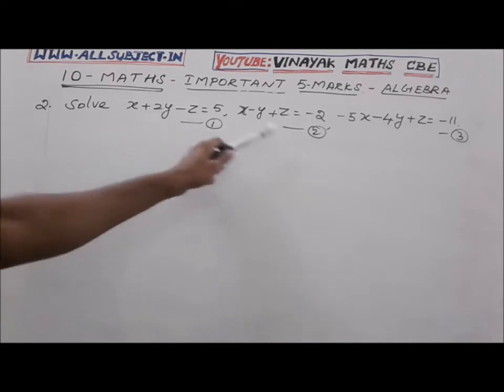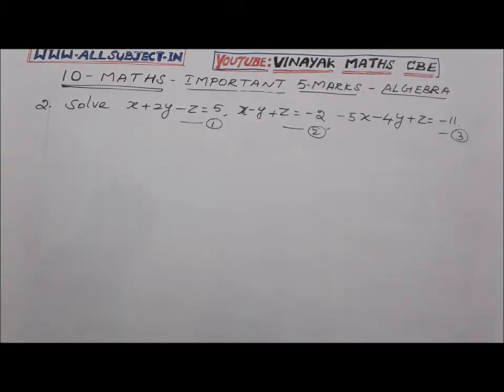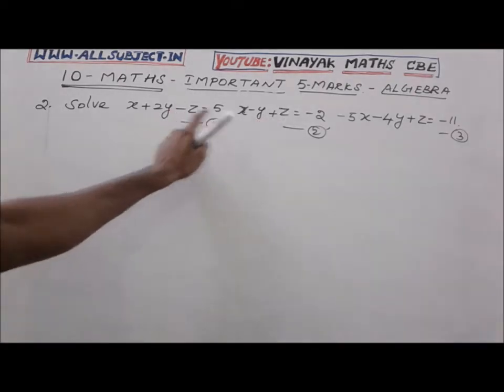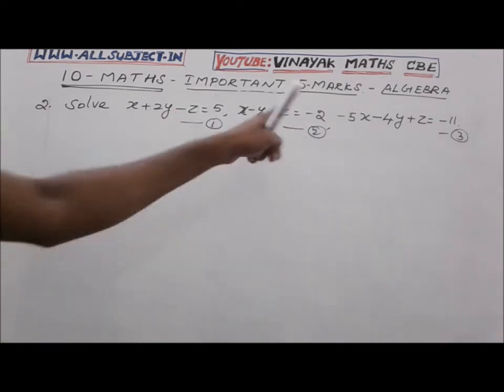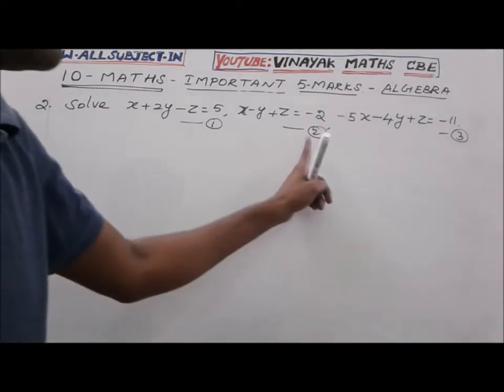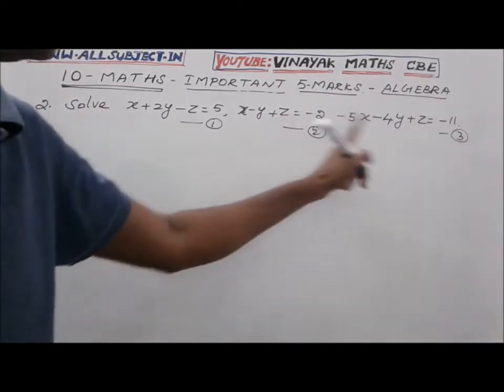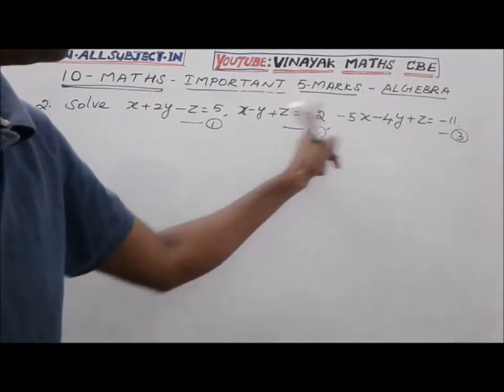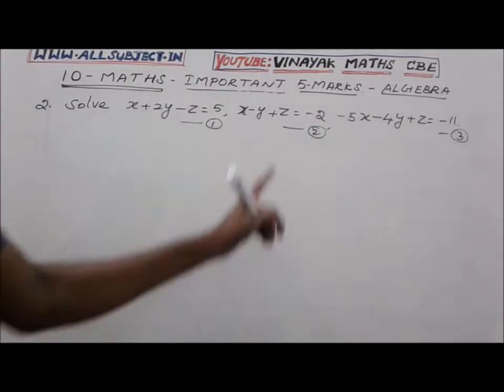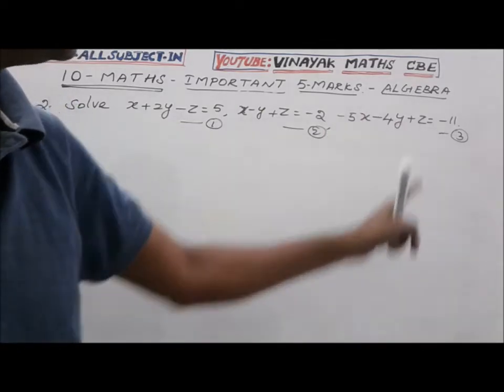So just adding 1 and 2, we can eliminate the z. Look at here: here we have minus z, here we have plus z. Just adding the two equations, we can eliminate the value of z. And then look at 2 and 3. Here we have z and here also we have z. In both equations 2 and 3 the coefficient of z is 1. By subtracting, we can eliminate the z value from 2 and 3.